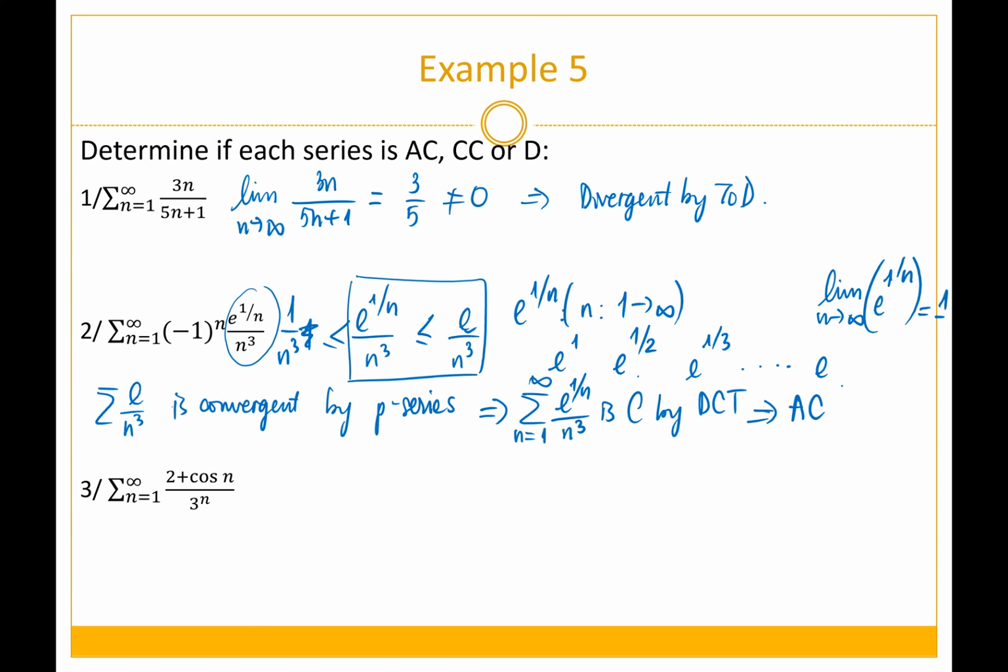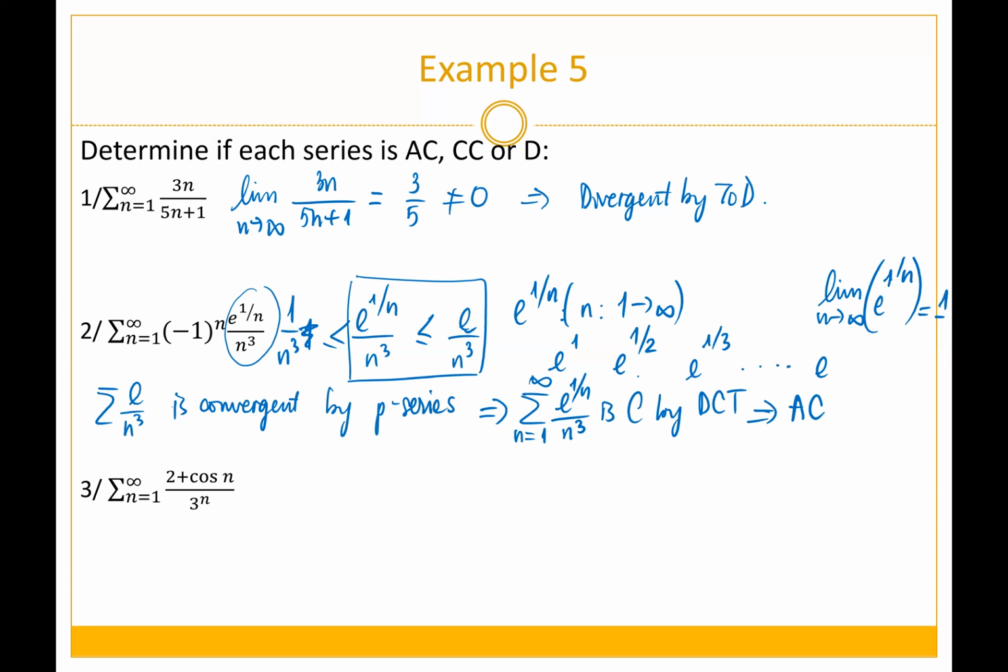Be careful, if the absolute value series is divergent, that's when you're going to use the alternating series test to see if it can be conditionally convergent or not. But here, since you look at the absolute value and it's convergent already, it's absolutely convergent. You can immediately conclude that.